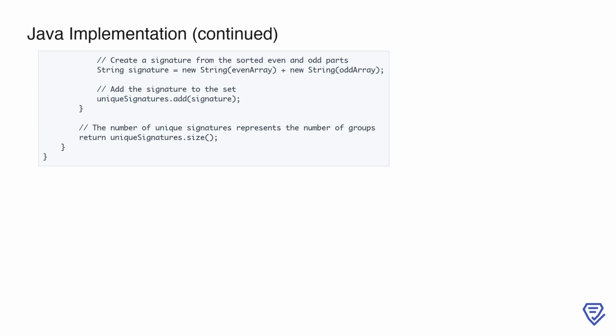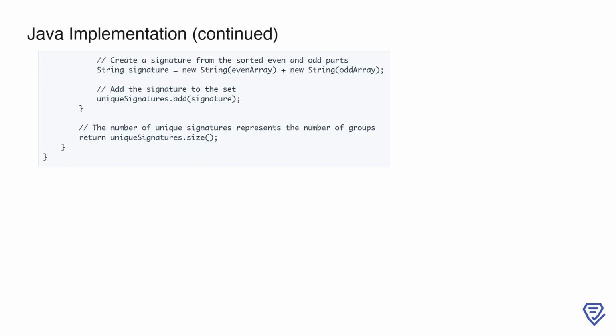Next, we combine the sorted even and odd character arrays to create a unique signature for the current word. This signature is a concatenation of the two sorted arrays, ensuring that any word with the same character composition in even and odd positions will produce the same signature. We then add this signature to the uniqueSignatures set, which automatically handles duplicates. After processing all the words, the size of the set gives us the total number of unique groups of special equivalent strings. Finally, we return this size as the result. This approach ensures that we efficiently group words based on their special equivalence by leveraging the properties of sets and sorted character arrays.